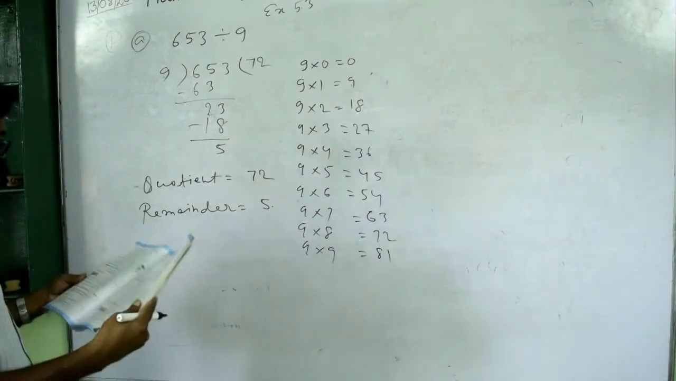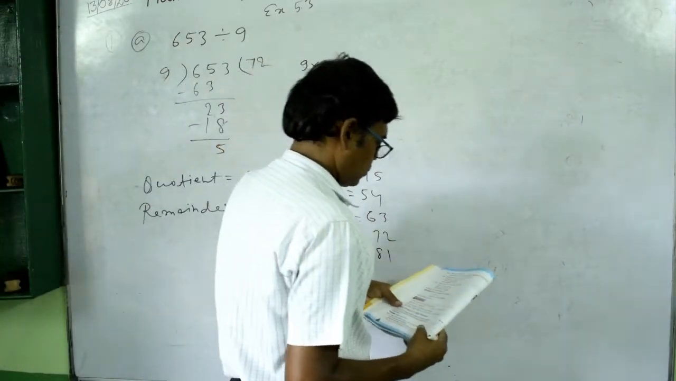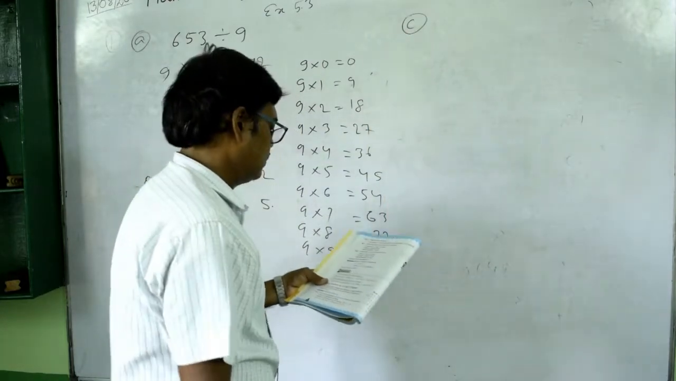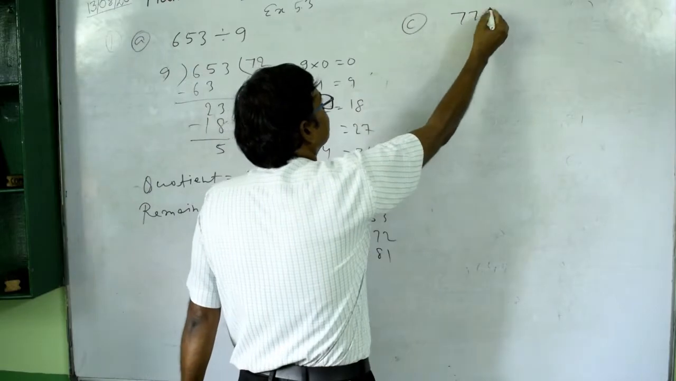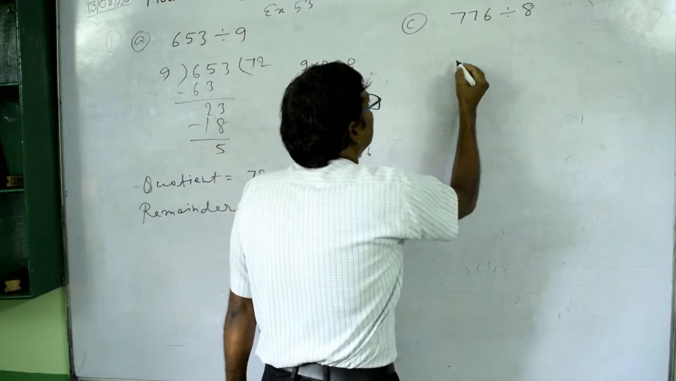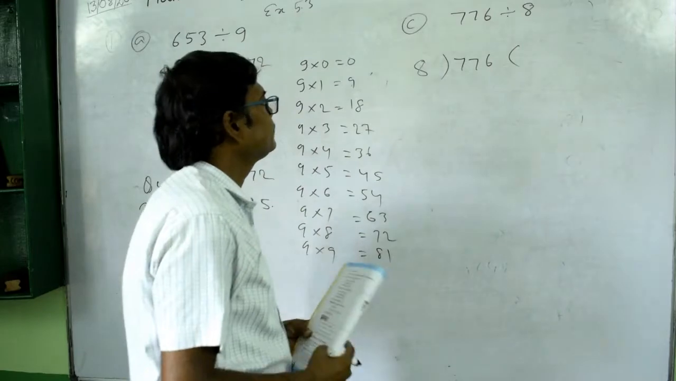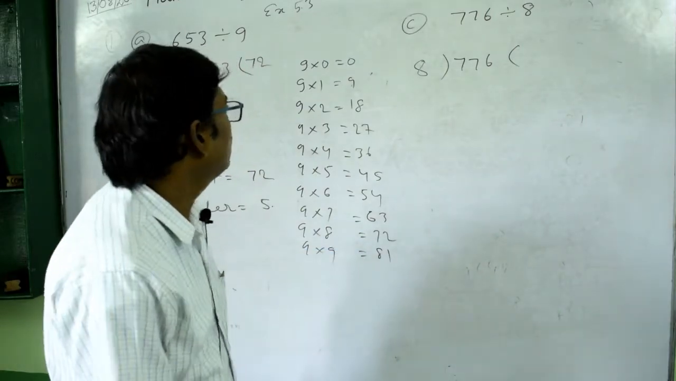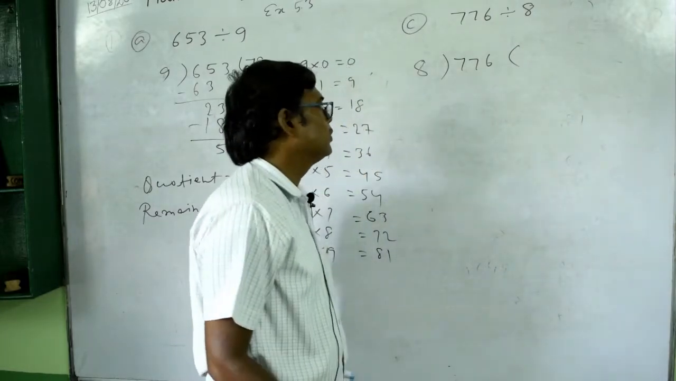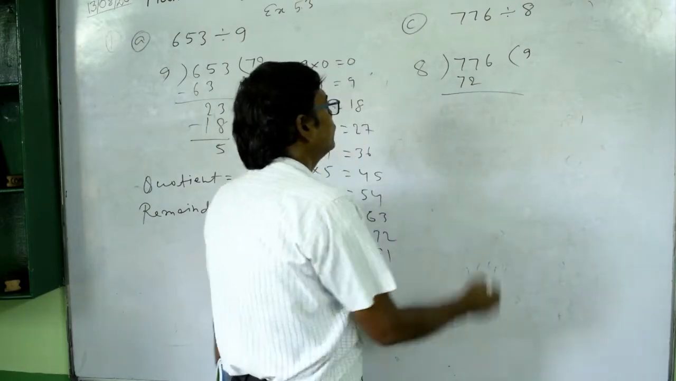Now the next one, question number B, or let us solve question number C. Okay, question number C again, 776 divided by 8. So here divide this 776 by 8. Again if you read the table of 8, then 8 9 is 72, okay, and 8 8 is 64. So here you will write 8 9 is 72. Okay, 8 9 is 72, and then subtract here.